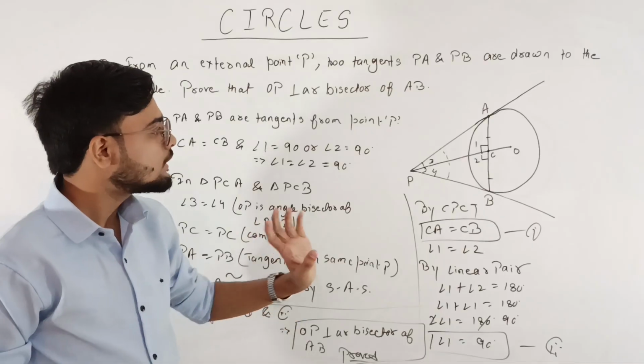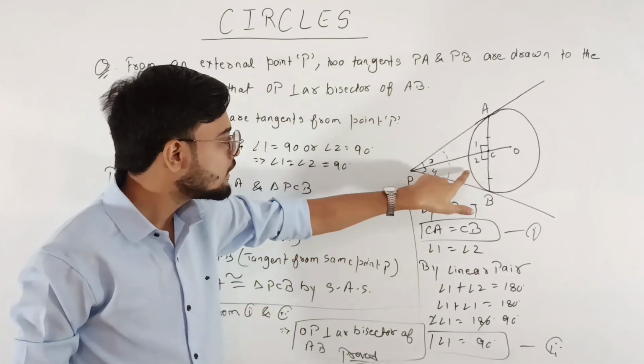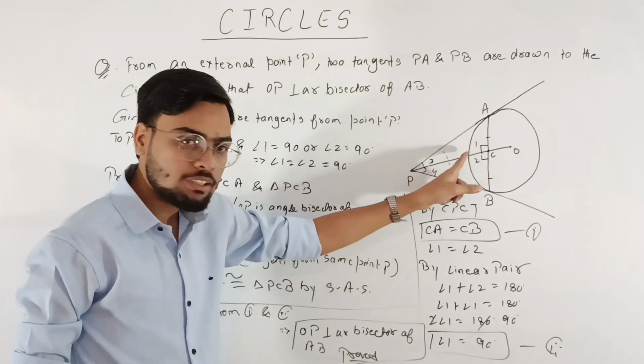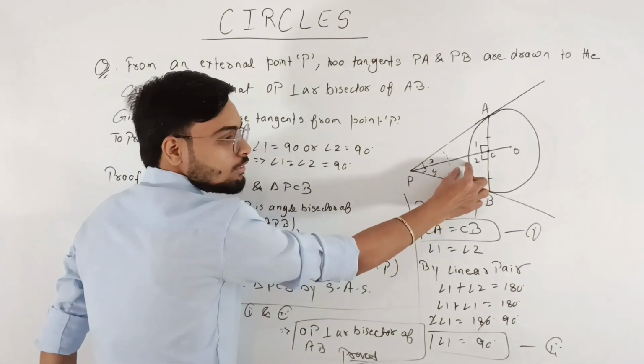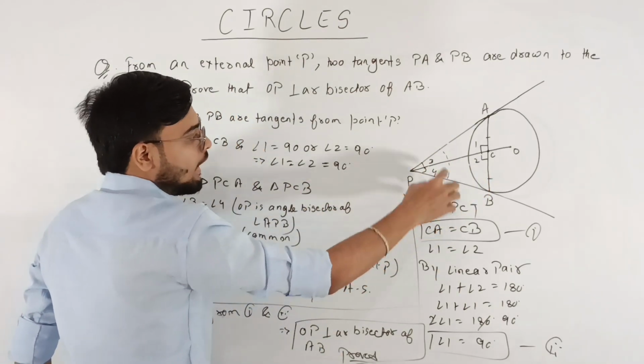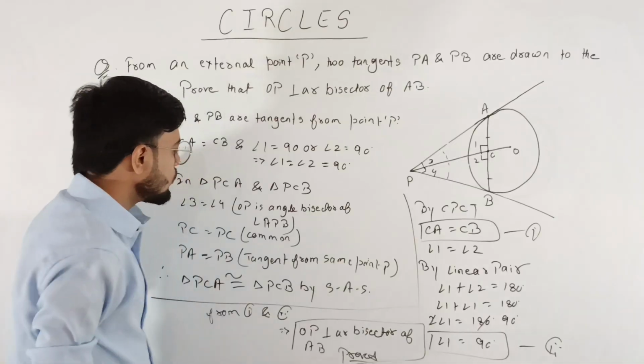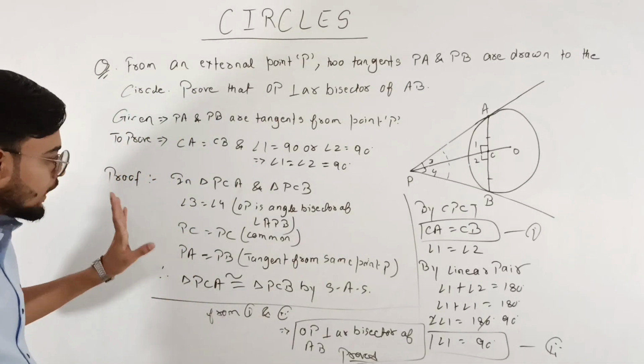So for this we consider two triangles. First is this one and second is this one, PAC and PBC. Now these two triangles are congruent by side angle side. How? PC is equal to PC, common; angle 3 is equal to angle 4; and PA is equal to PB. So these two triangles are congruent by side angle side.